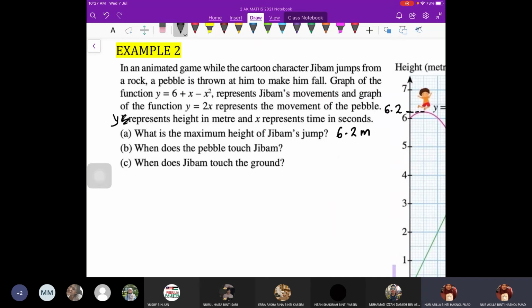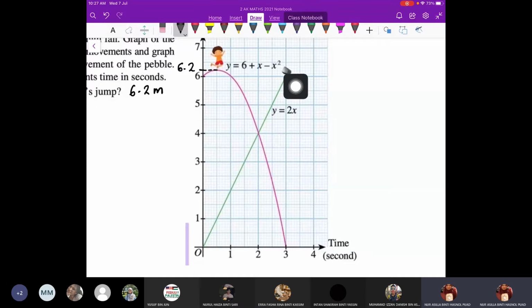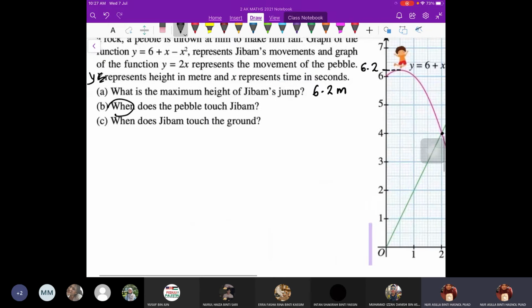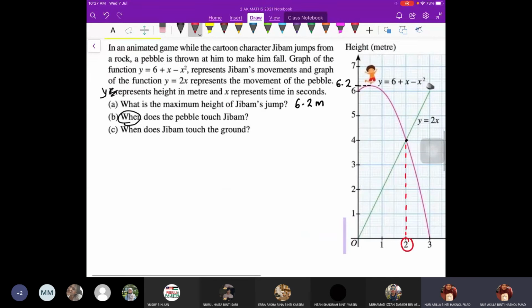Okay, B. When does the pebble touch Jibam? Jadi bila pebble itu ataupun batu ini kena Jibam, mestilah pada point of intersection. Okay, jadi kat sini. Cuma dia minta apa? When. Bila. So, bila kita akan turun ke bawah. X-axis. So, once again, your dotted line. So, kita akan nampak dia adalah at 2 seconds. When? At 2 seconds. Okay. So at 2 seconds after Jibam jumps ataupun at 2 seconds saja, okay, tak ada masalah. As long as you have that 2 seconds.